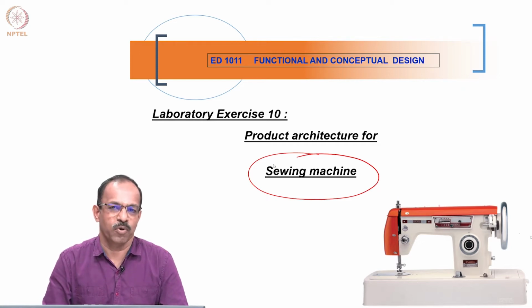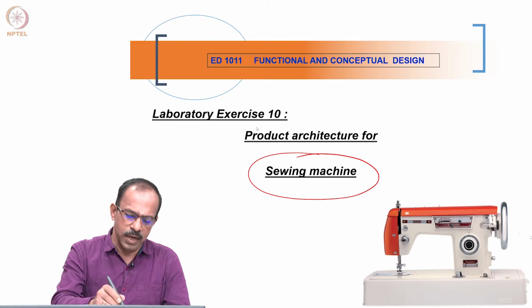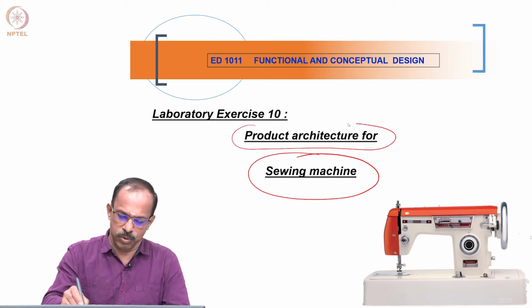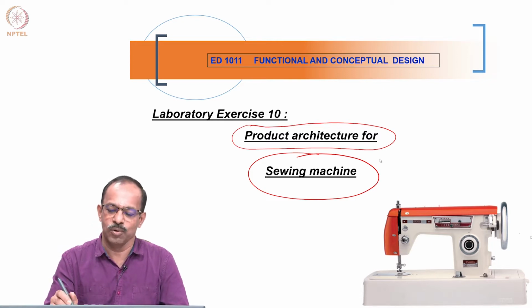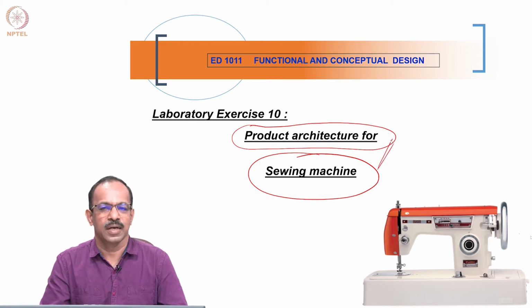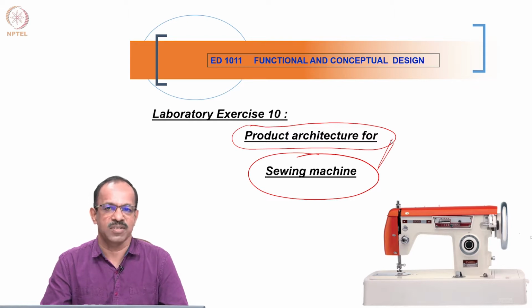So we'll look at one such product, the sewing machine, and try to understand how it functions and what the major mechanisms and controls in the sewing machine are. But we'll be looking at it from the product architecture point of view. So how the product architecture is developed here, and how the different modules are there, like the thread module and transmission module and things like that. You will be able to look at the product and identify the different modules in it, as a part of the product architecture analysis.